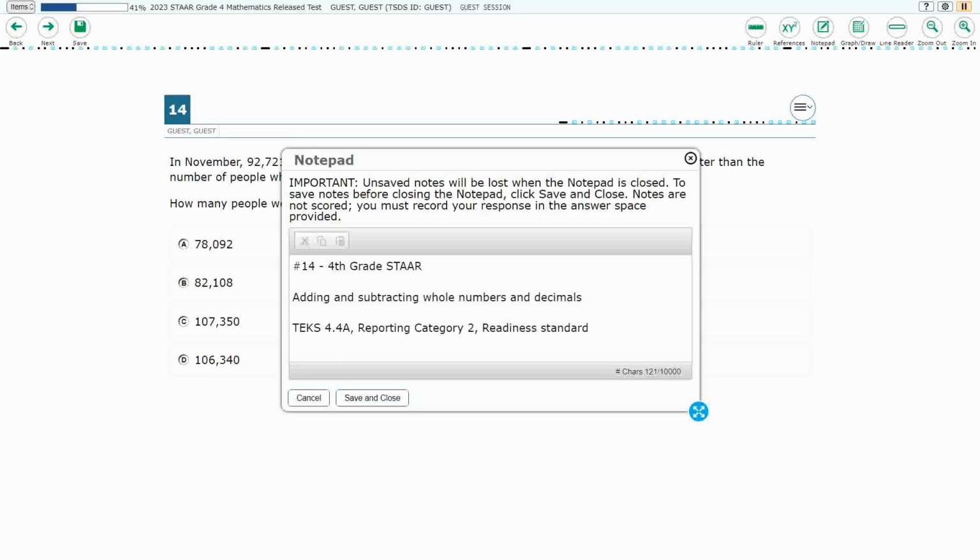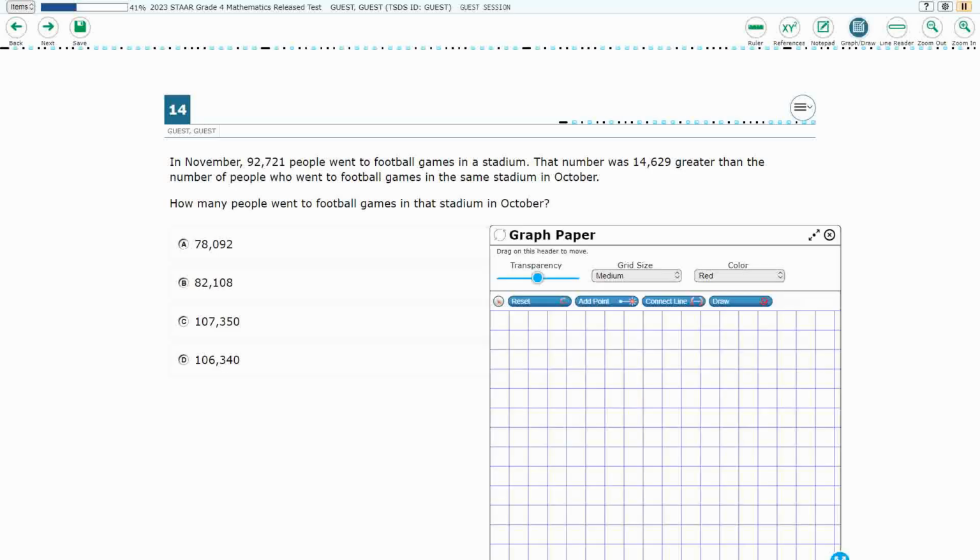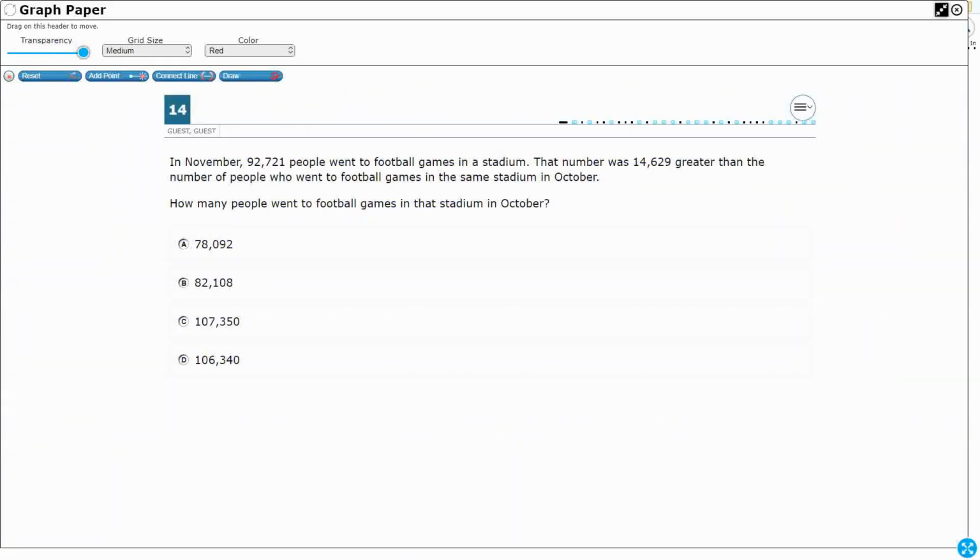For number 14, we are adding and subtracting whole numbers and decimals. This is TEKS 4.4a, a readiness standard in reporting category 2. So we have this many people going to a football stadium here in November, and then that number is this much greater than the number who went in October. How many people went in October? All right, so that's kind of the trick there. Are we adding these two, or are we subtracting these two?